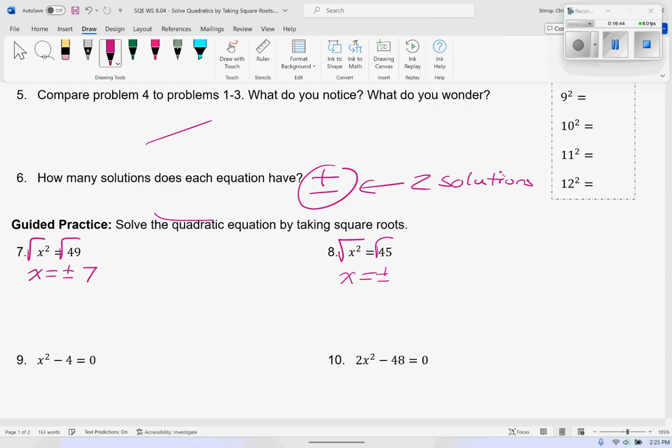Plus minus. But I have root 45. Okay, so I'm going to take root 45 off to the side. Root 45 breaks down to what blue number and what? 9 and 5. What's the square root of 9? So I get 3 root 5. So I get x equals, don't forget the plus minus, 3 root 5.